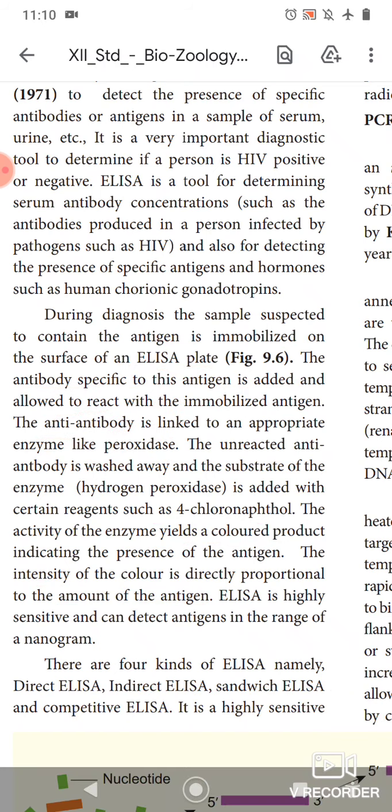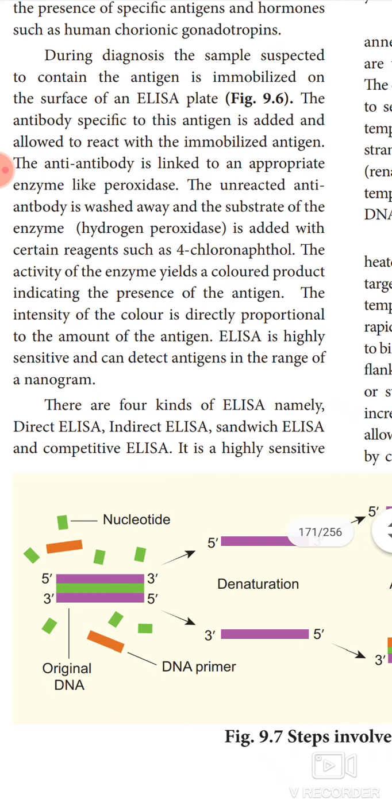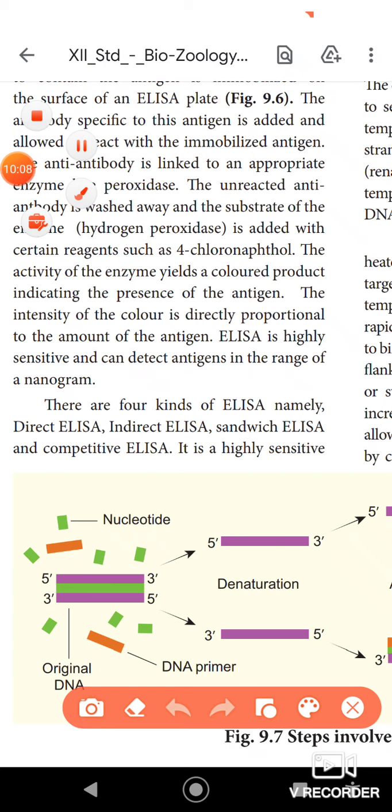Okay, so there are 4 different kinds of ELISA test. Number 1 is called the direct ELISA. What we just studied is the direct ELISA test. Followed by indirect ELISA, sandwich ELISA and competitive ELISA. The remaining things you will study in your higher studies.